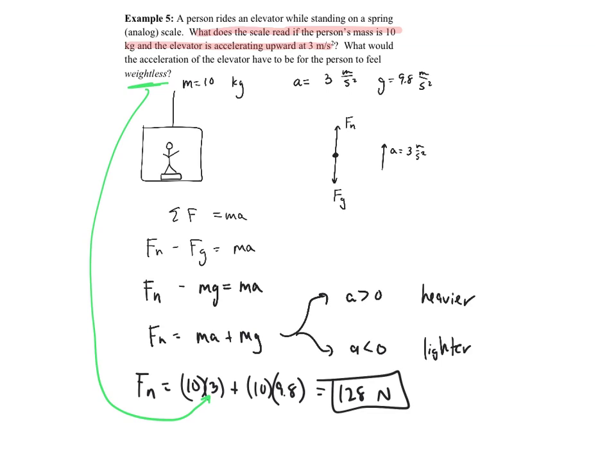And therefore, the sum of these numbers, they balance each other out. So if the acceleration of the elevator were negative 9.8, that's a free fall. That's what it is, and we've already talked about this idea. When objects are in free fall, you feel weightless.